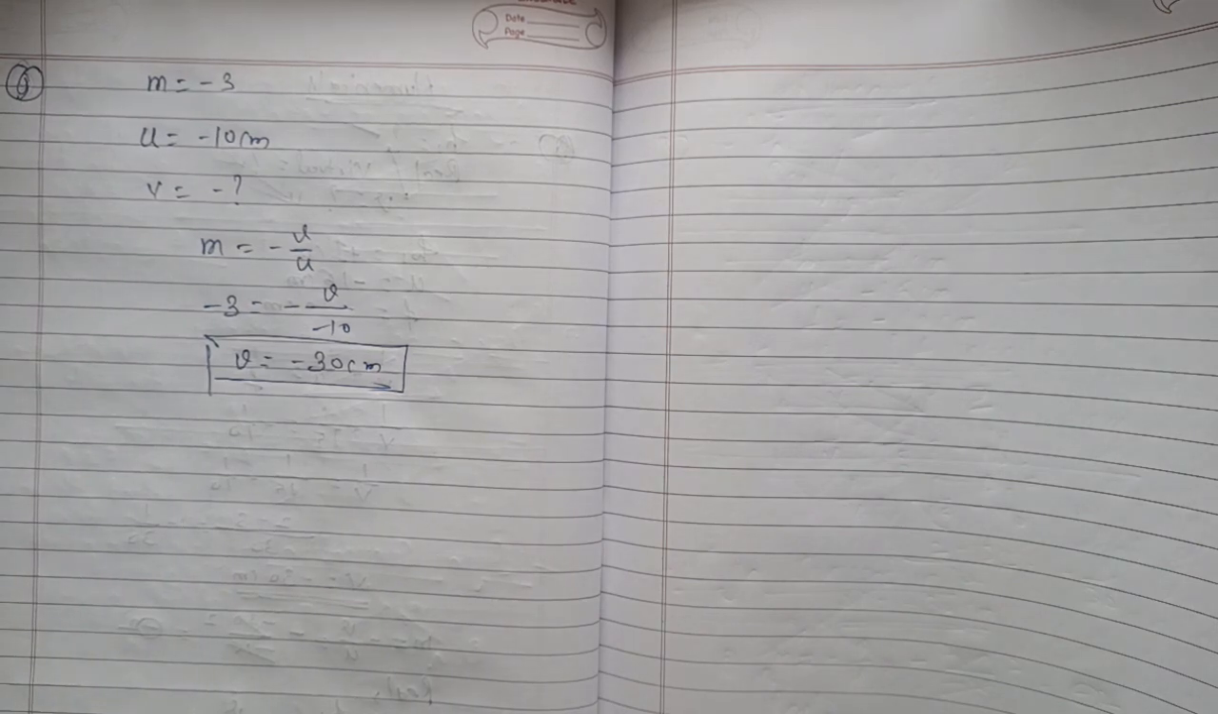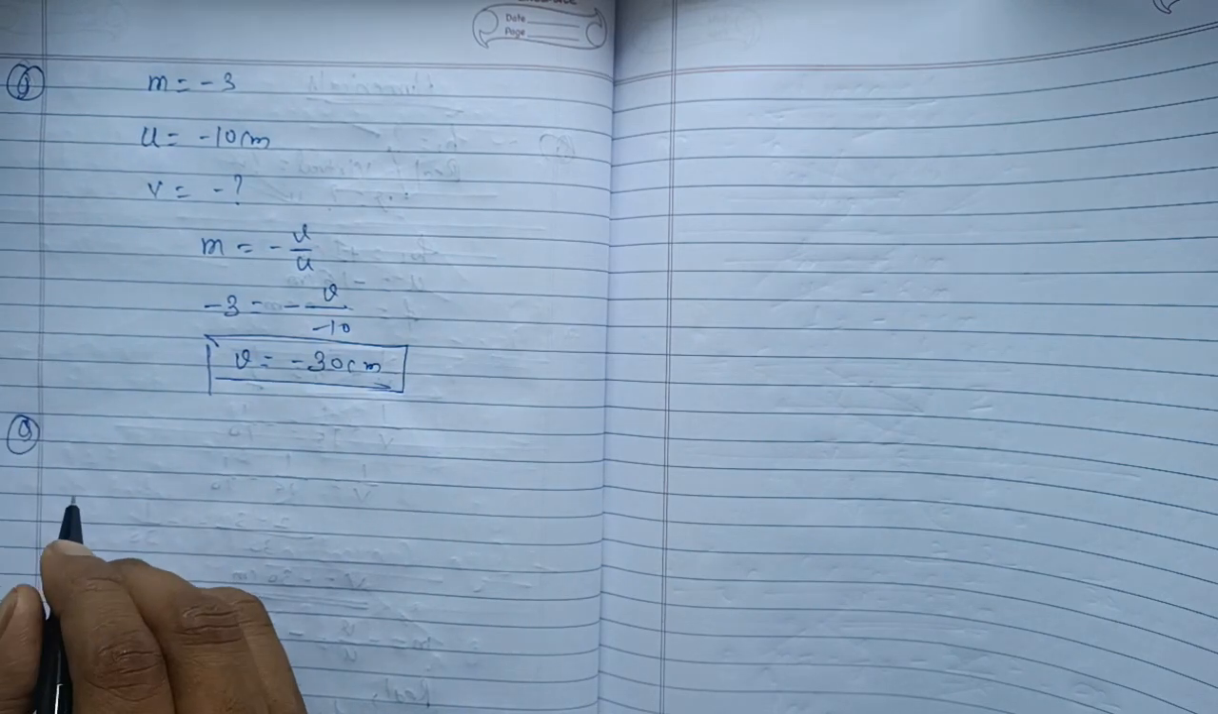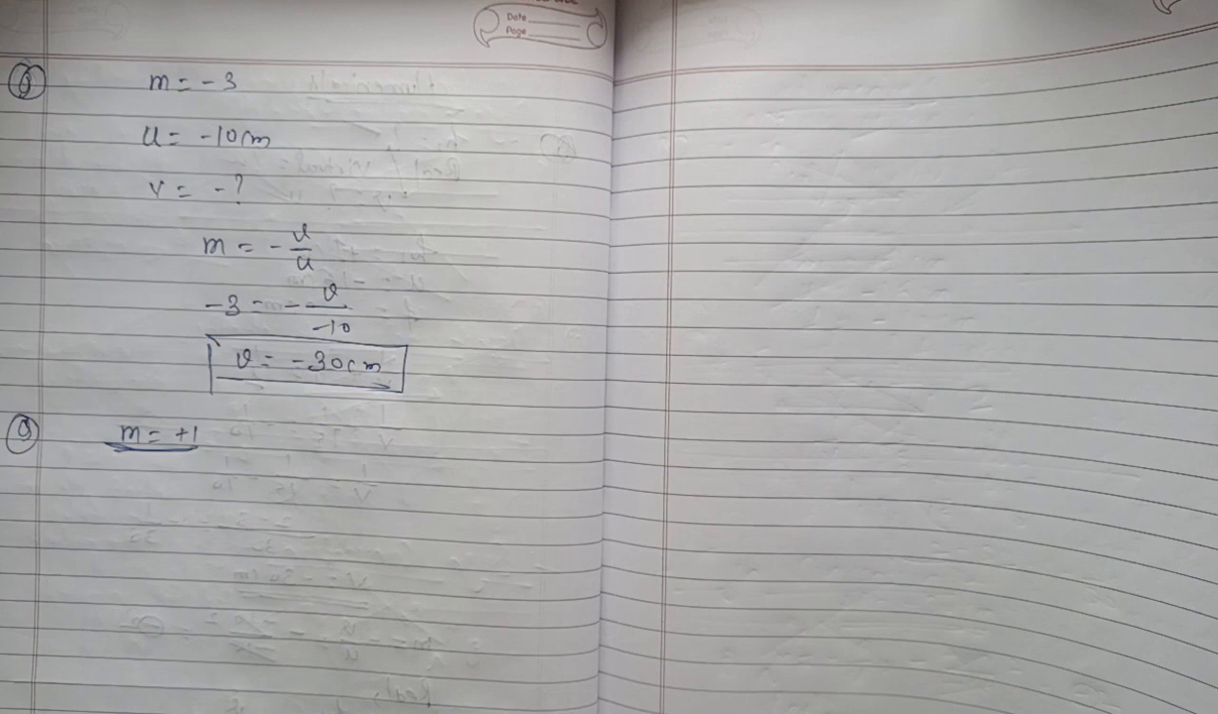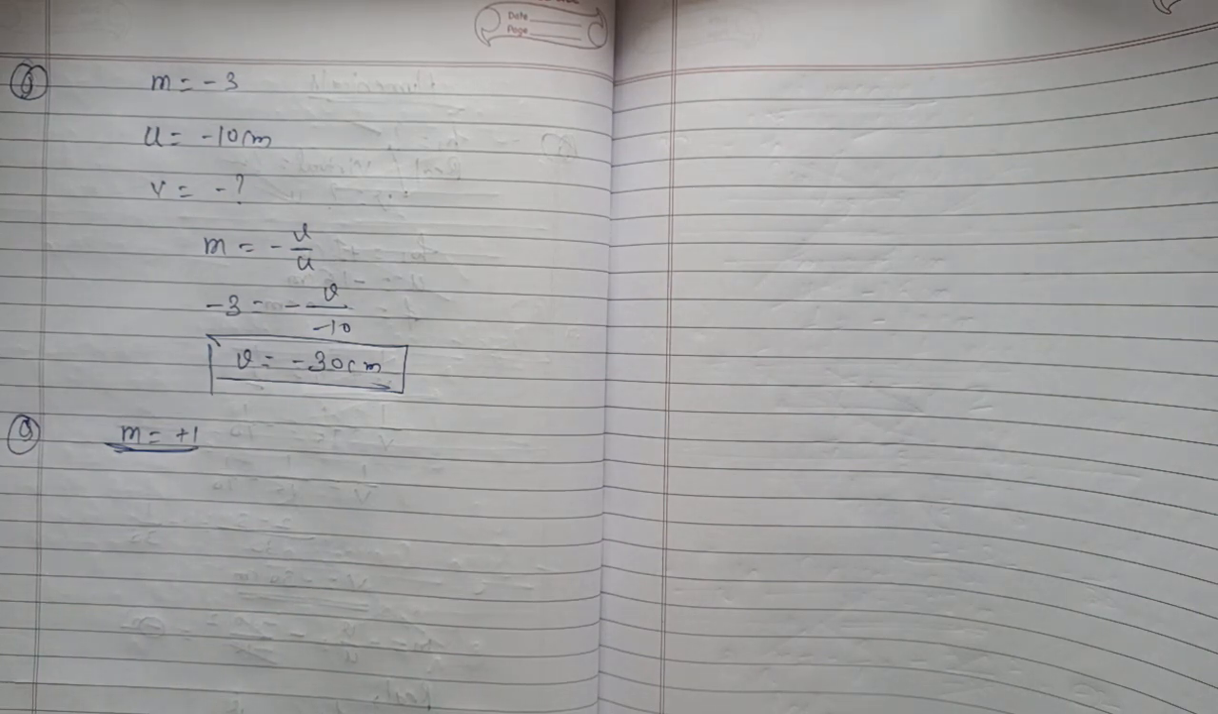One question is that the magnification produced by a plane mirror is +1. What does it mean? The first thing is that the value of m is positive, so it will be a virtual image. The value of m is 1, it means the size of image is equal to size of object. So virtual image, erect image, and size of image equal to size of object. And also the image distance is equal to object distance. So this is what we have studied.